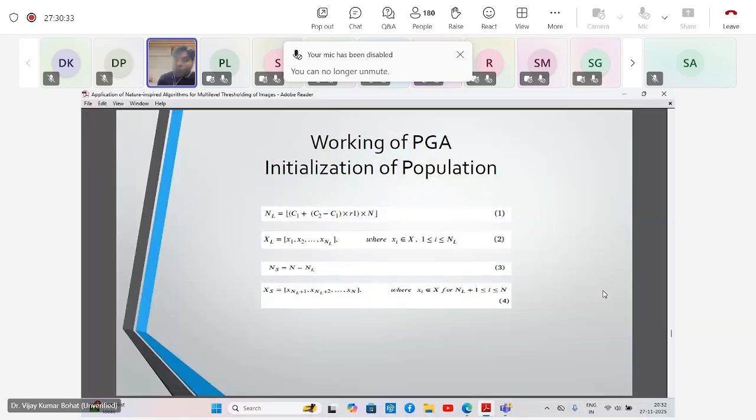To know how many agents will be in light and how many are in shade, we calculate one number called NL. N is the population size, so NL equals N times C1 plus C2 minus C1 into R1, where R1 is a random number, and C1 and C2 are constants, 0.4 and 0.5. Their exact values are given in the paper; we got these values through some experiments. So almost 40% of the cells will become light region cells, and the rest of the cells, with equation 3, NS equals N minus NL. So the last 60% of cells will become shaded region cells.